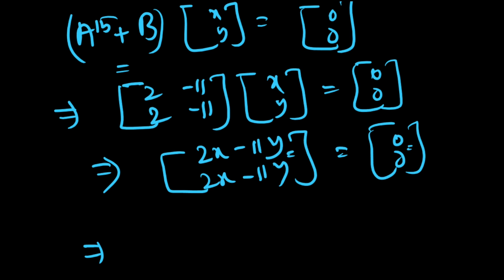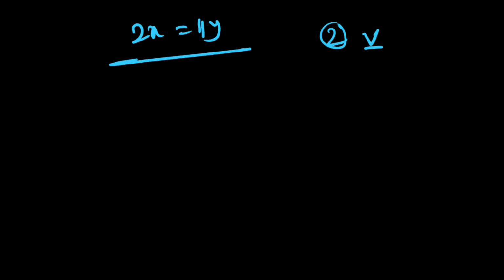Both equations are the same, so we simply write 2x minus 11y is equal to 0. Therefore 2x is equal to 11y. So this is the equation we got. This is a two variable equation and the number of equations is 1. So the number of equations is less than the number of variables. So this equation has an infinite number of solutions.